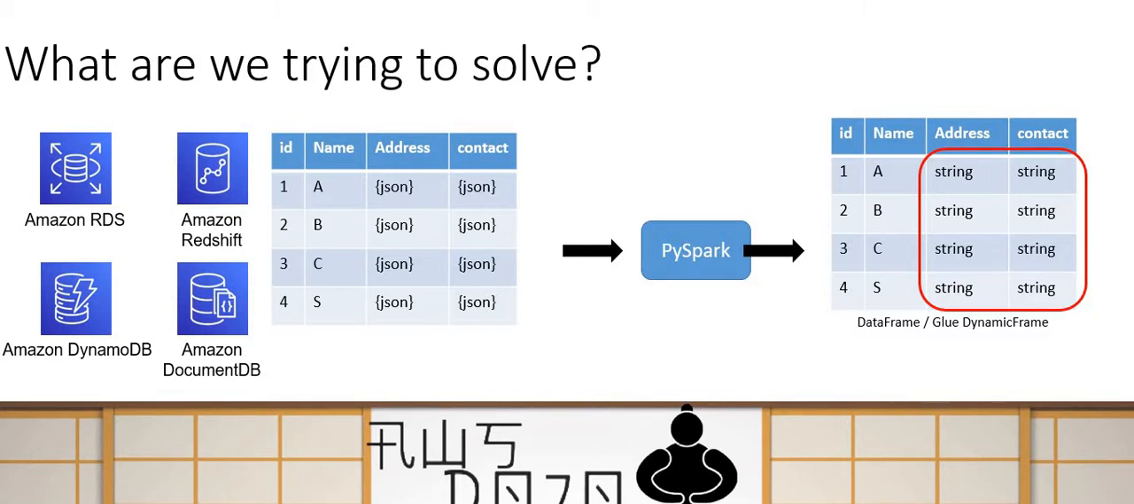So that's what we're trying to solve here. When you have a mix of data, where part of the data is scalar and part of the data is JSON, and these JSON documents are treated as strings within your data frame, how do we efficiently process such data so that you don't get any performance, memory or timeout issues? That's the core thing I want to discuss today.